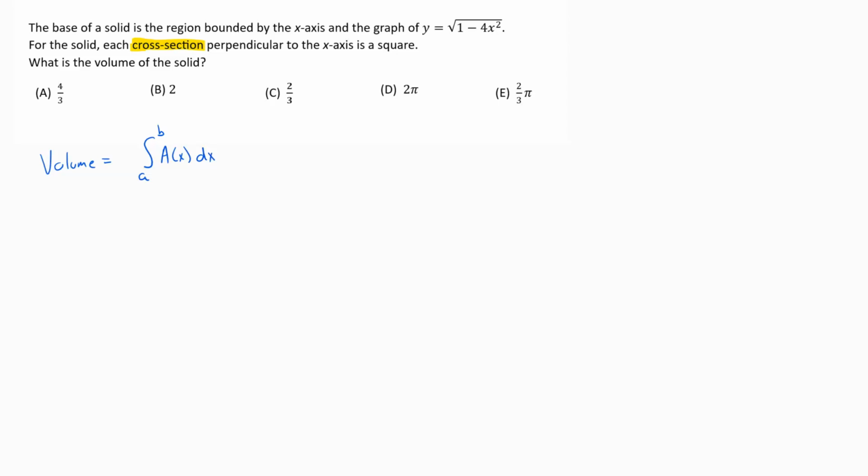Looking back through the problem, what you'll see them telling us is that the solid is our region bounded by the x-axis and this function right here. And then what we'll need to do now is find our area based on that. And they tell us that our area is the area of a square.